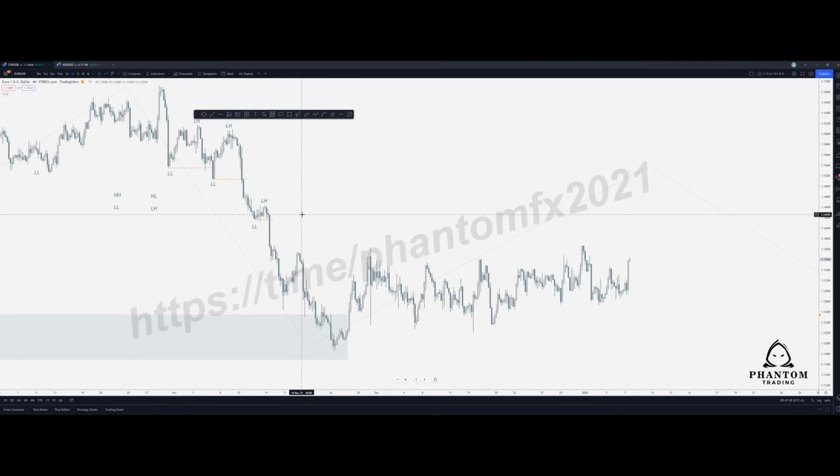But in terms of, of course it's supply, right? So that's why price comes in here. But we're not looking at supply and demand too much. So anyway, we have the lower low here.